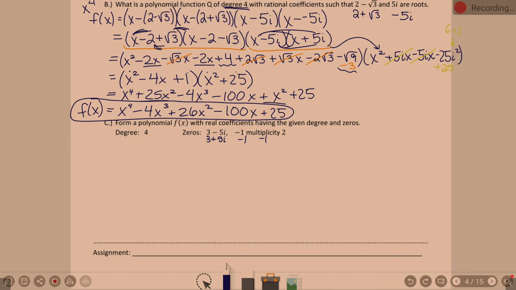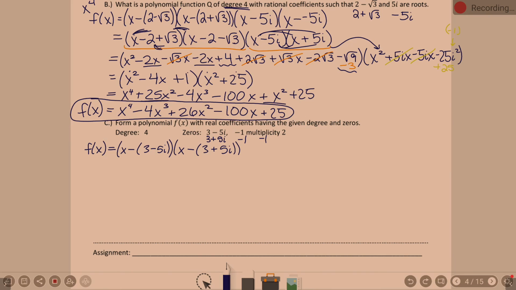Okay? So if there's 2 of the same parentheses, does that give me 4 sets? Yeah. 3 minus 5i, 3 plus 5i, negative 1, and then negative 1 again. Okay, let's set it up. Three minus 5i is going to be x minus the quantity 3 minus 5i. 3 plus 5i, x minus the quantity 3 plus 5i.